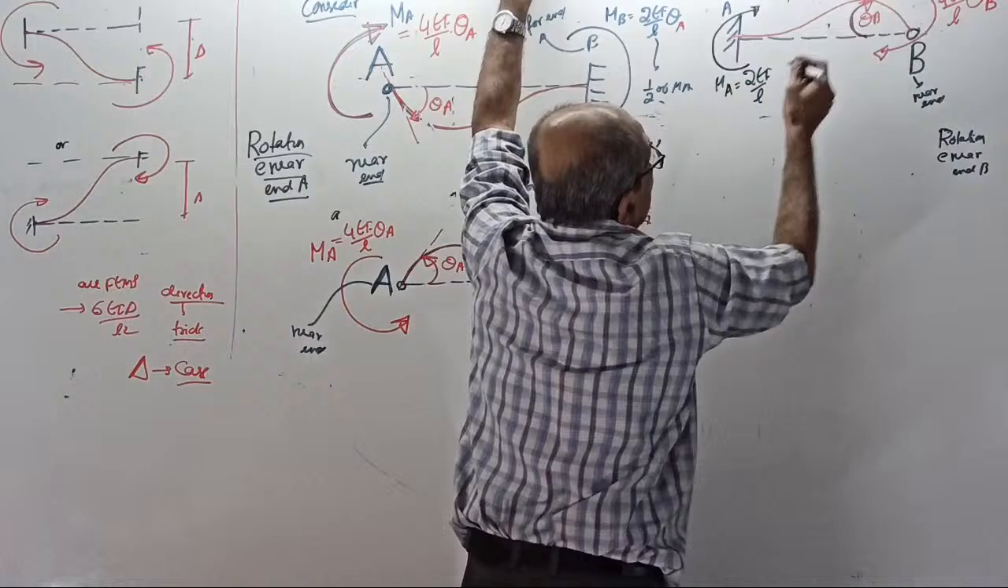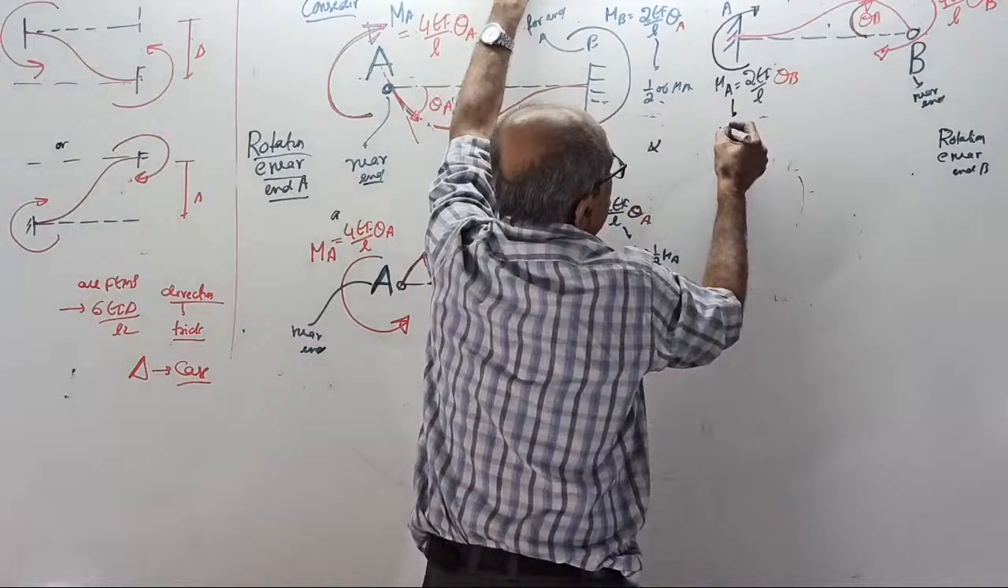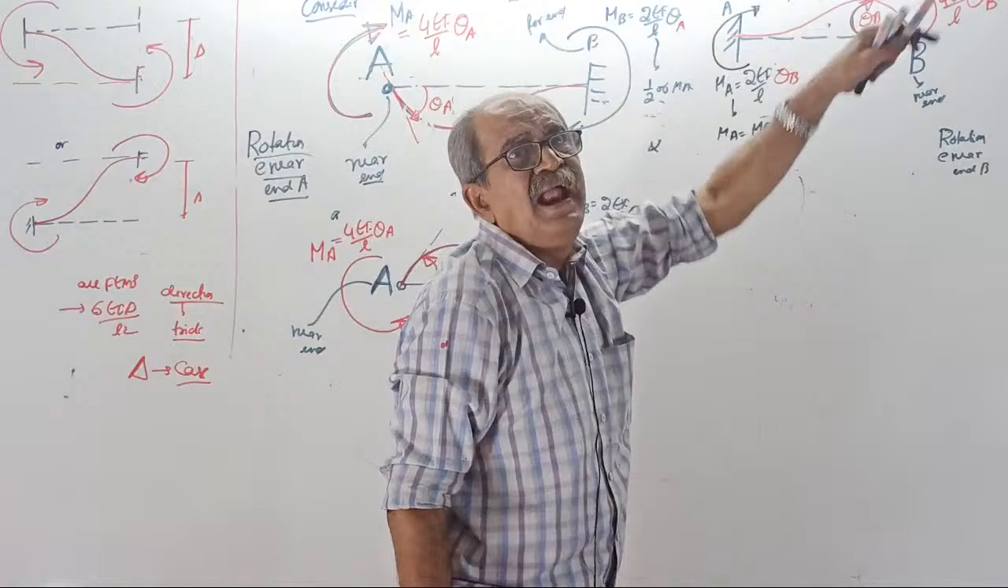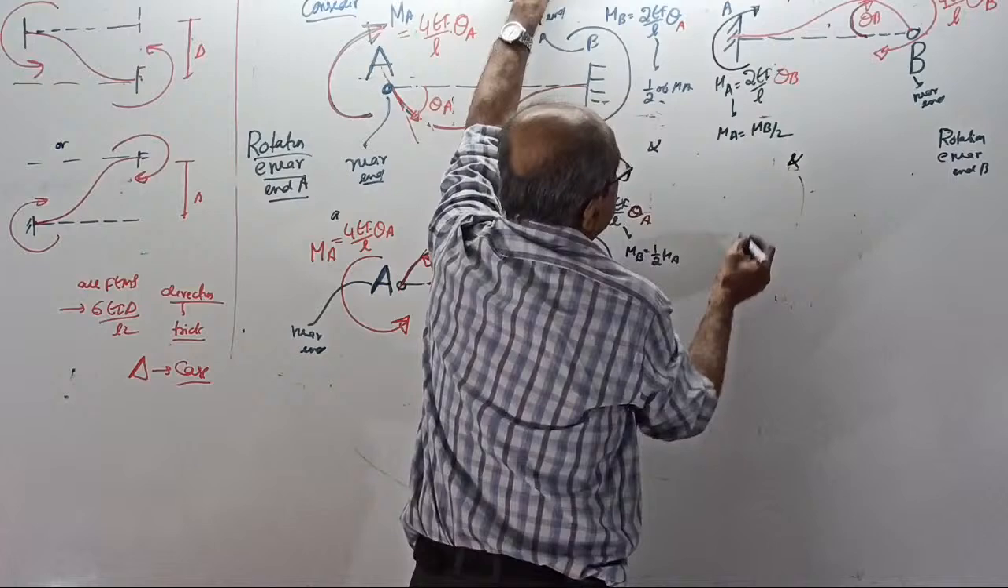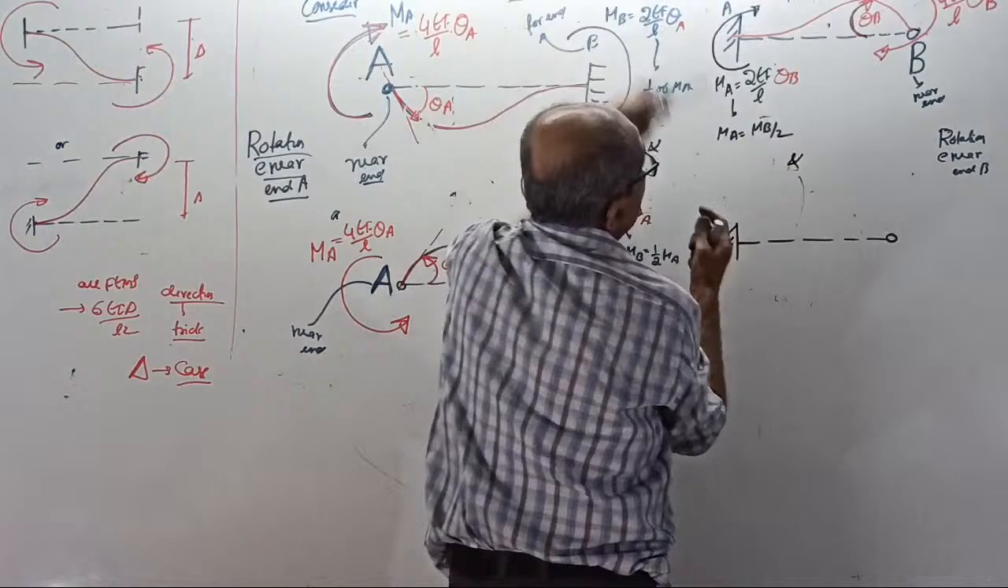Theta B only. Theta A is 0. Remember, MA equals MB by 2. The far end is always the near end by 2. And same thing, fixed here, pinned here, rotating in the anti-clockwise direction.